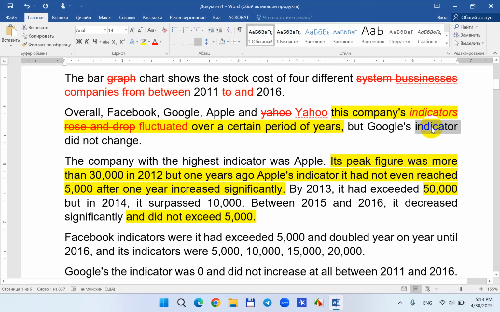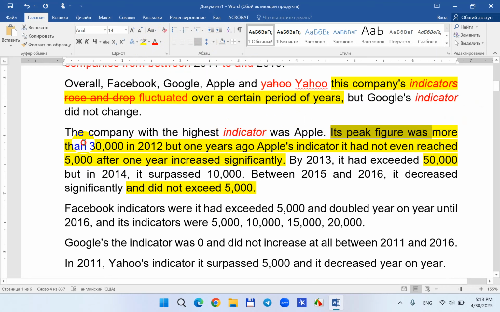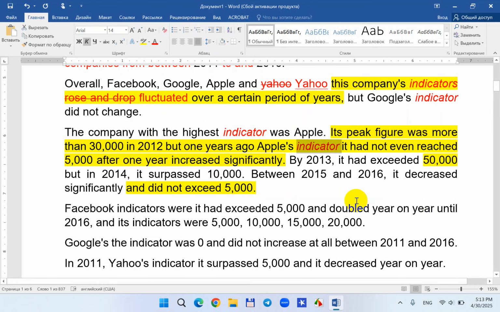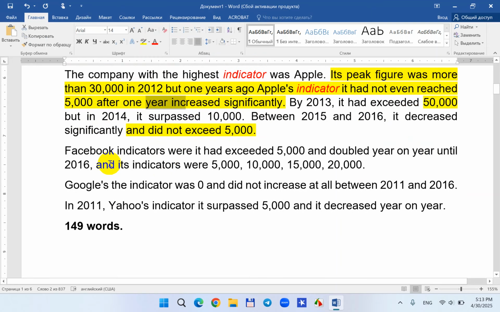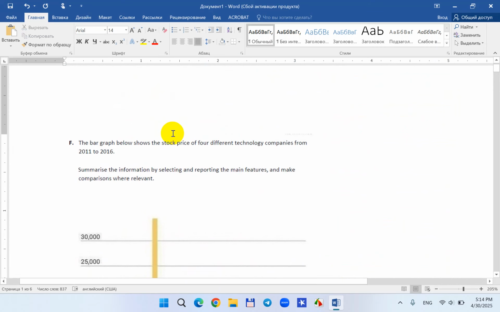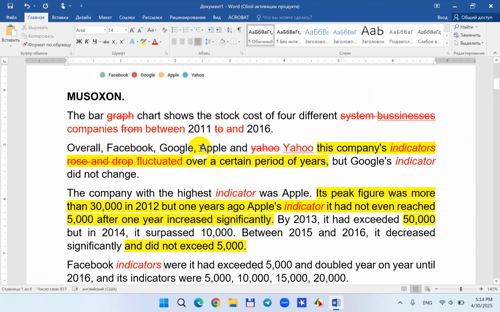Again, indicator. So again, indicator here. And its peak figure was more than 30,000, but again, indicator. It surpassed between 2015 and 16. It decreased significantly, did not exceed. Okay, Facebook's again indicator, right? And the question talks about stock price, but in your body paragraphs, you are not talking about anything related to stock.